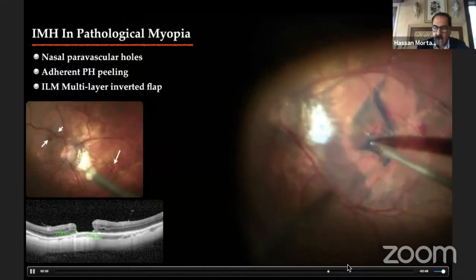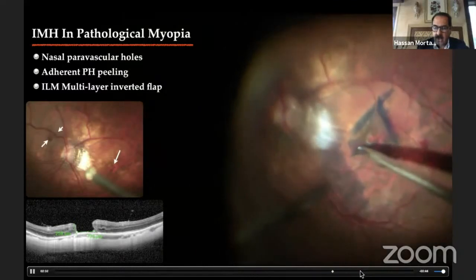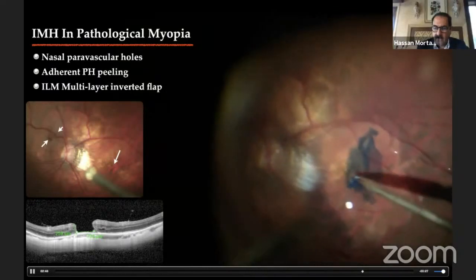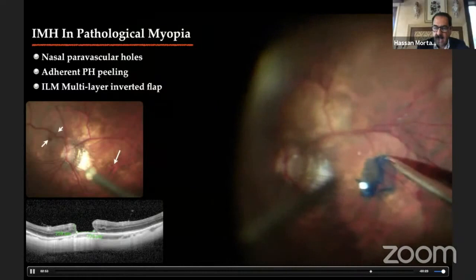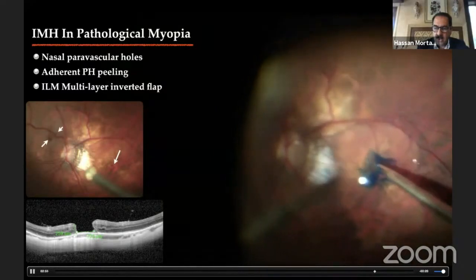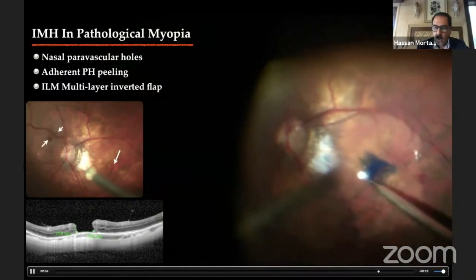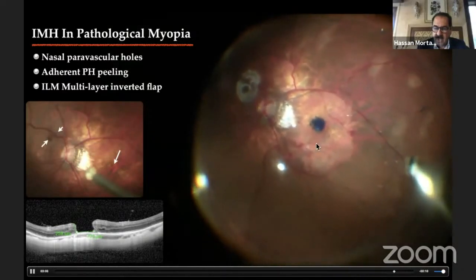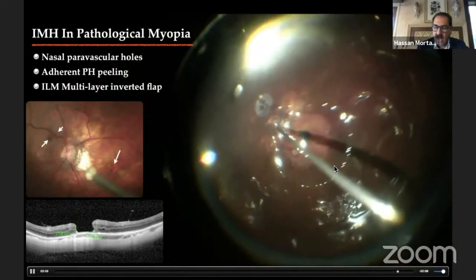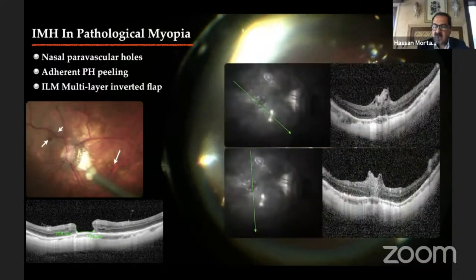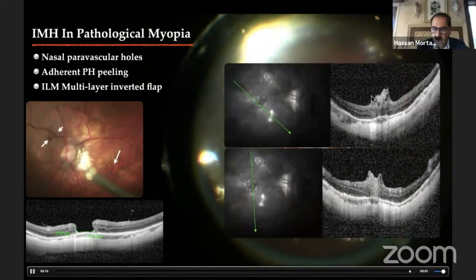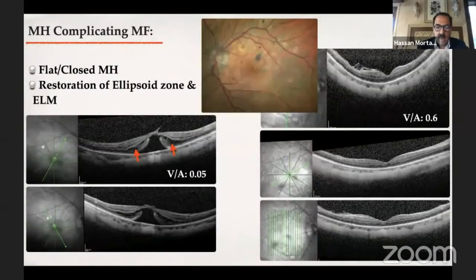until we created a multi-layer flap over the hole, and under PFCL, the ILM was brought over the macular hole, and this is the final picture. Again, air was used to tamponade the macular hole, and this is the post-operative picture. The hole is closed with good functional and anatomical results.